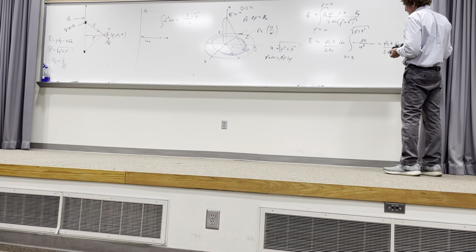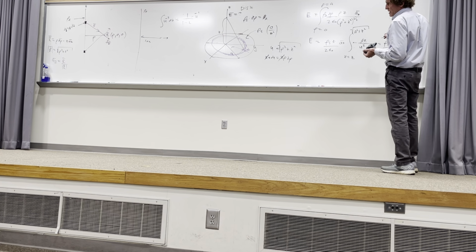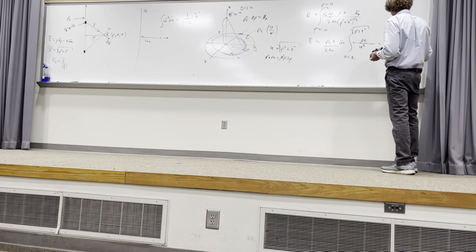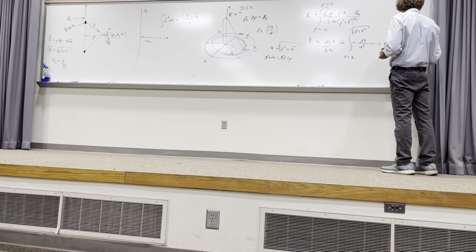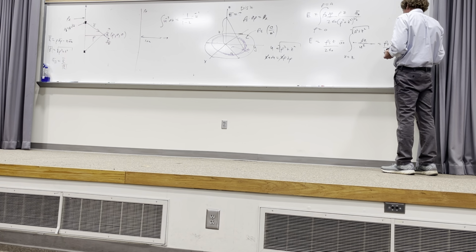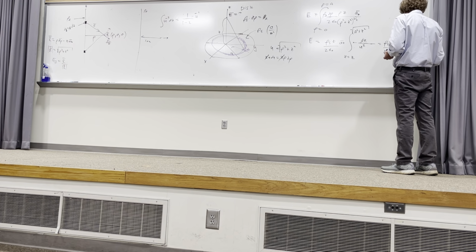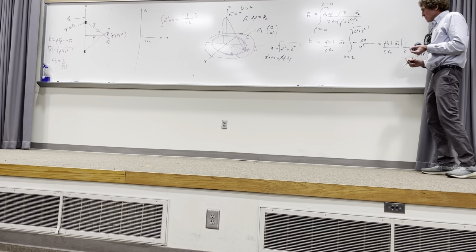put the limits in, and you're going to get minus 1 over U, and I have to switch the limits, so you're going to have 1 over Z minus 1 over the square root of A squared plus Z squared. And that will be equal to the electric field.